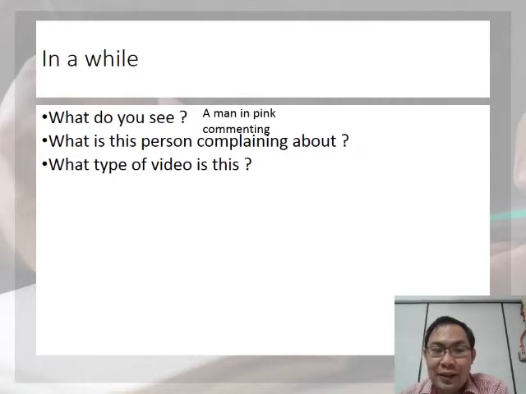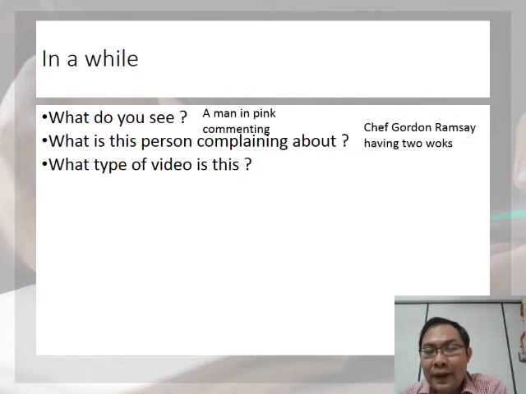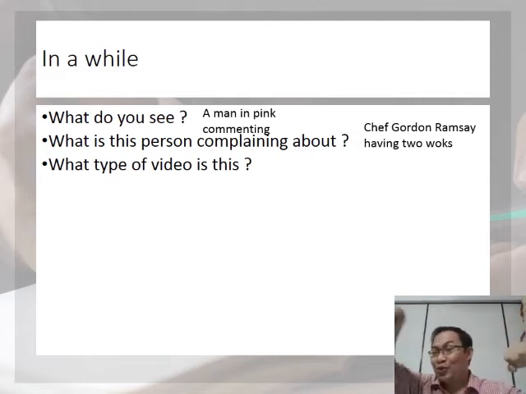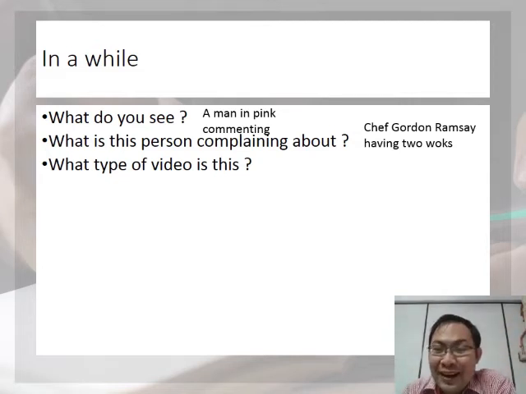Okay, the next part of the question, what is this person complaining about? Well, he is complaining about Chef Gordon Ramsay having 2 woks. A wok is a big metal pan that big chefs use to cook. Gordon Ramsay is a famous English chef, if you never heard of him. He is complaining of Gordon Ramsay having 2 woks.